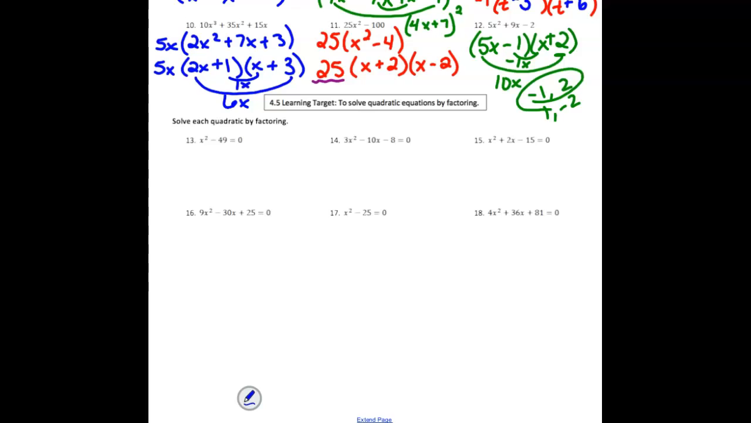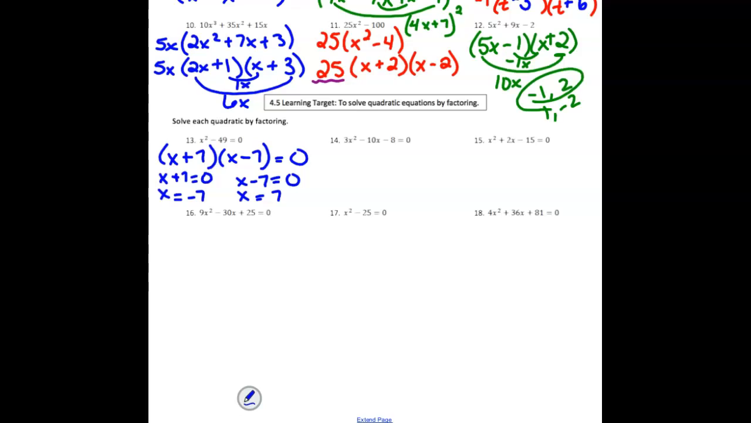Our first one is x squared minus 49. That's a difference of 2 squares. So we're going to factor it into x plus 7 and x minus 7. And then we set each of our factors equal to 0. So x plus 7 could be 0, or x minus 7 could be 0. To solve that, we're going to subtract the 7 over, and on the second one, we're going to add the 7 over. So we get an x value of 7 or negative 7.